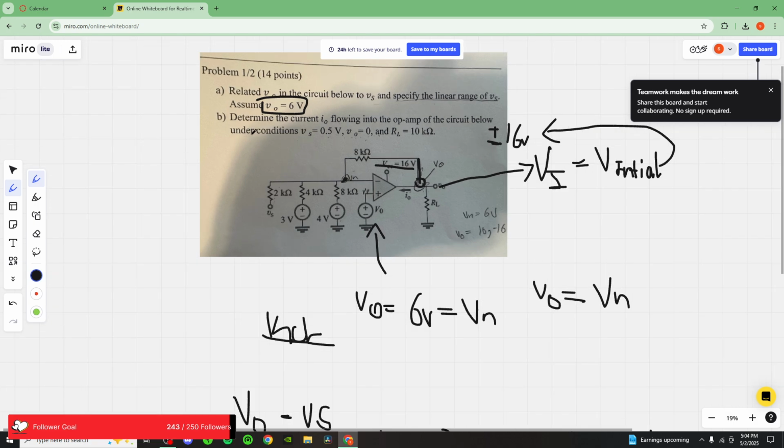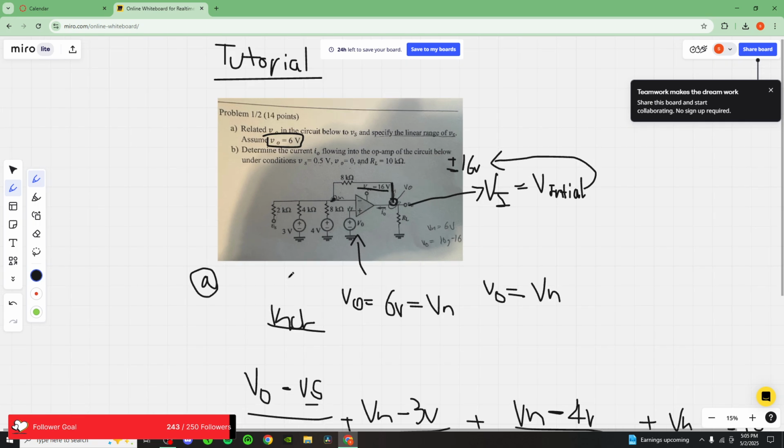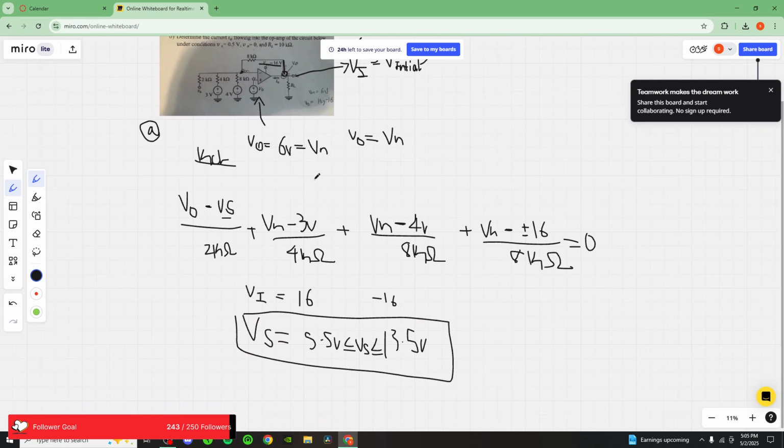Part B says determine the I0, I initial, so the current flowing through this entire part of the circuit. So what you'll need to do is find the current flowing through here and here. It says flowing into the op amp in the circuit under the conditions that Vs, which they specify this time around, let me say this is A, so Vs is 0.5 and V0 is 0 and RL is 10 kilo ohms.